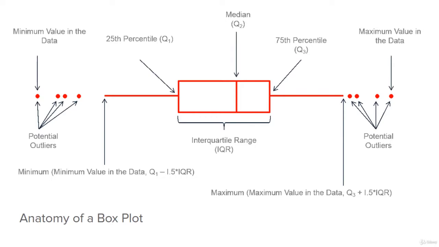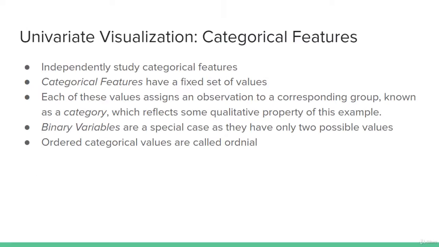This is the box plot, and the anatomy of the box plot: we have the 25th percentile on the left, the 75th on the right, and the median as the middle line encompassing the box. The outliers are represented by the dots. The range represents the minimum and maximum value.